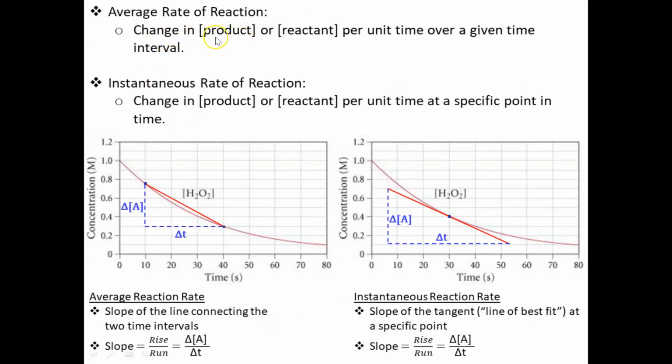If we measure the change in product concentration or reactant concentration per unit time over a given time interval, so for instance from the 10-second to the 40-second mark, this gives us the average rate of reaction over this time interval. On the other hand, if we want to measure the change in product concentration or reactant concentration per unit time at a specific point, then that is called the instantaneous rate of reaction. So the slope of the secant provides us with the average rate of reaction over that given time interval, whereas the slope of the tangent provides us with that instantaneous rate of reaction at that specific time point.